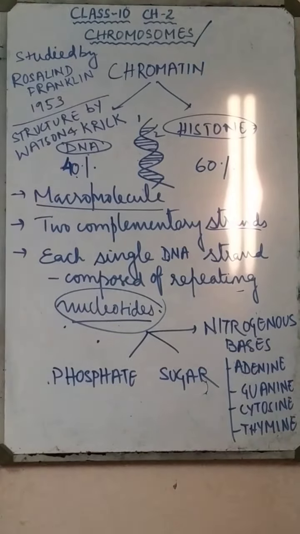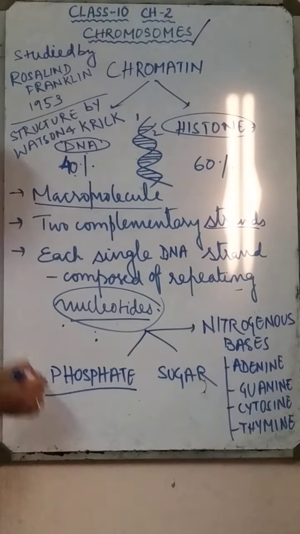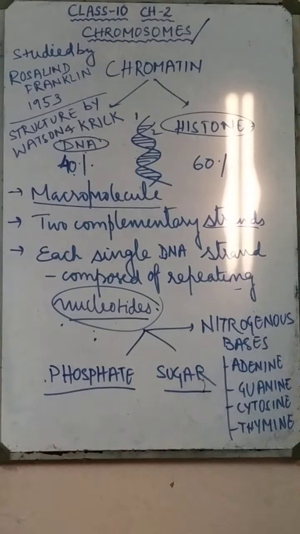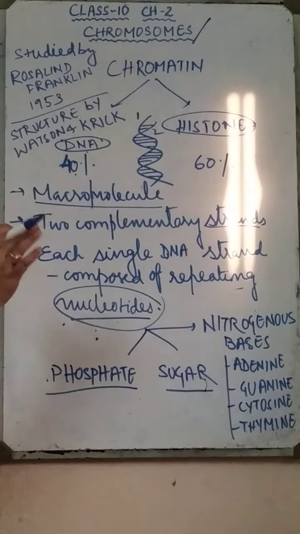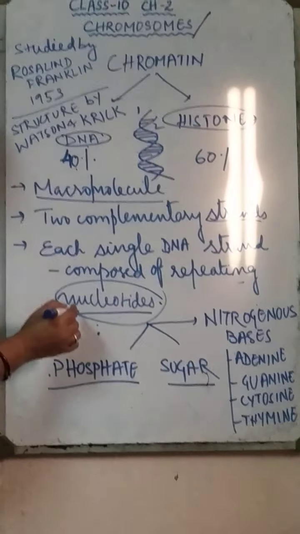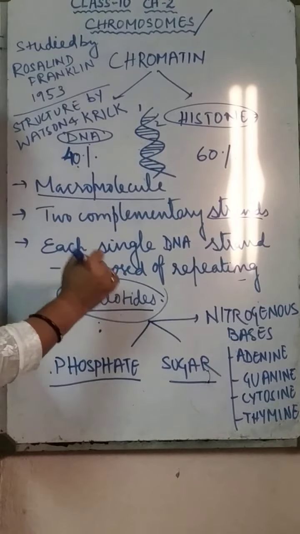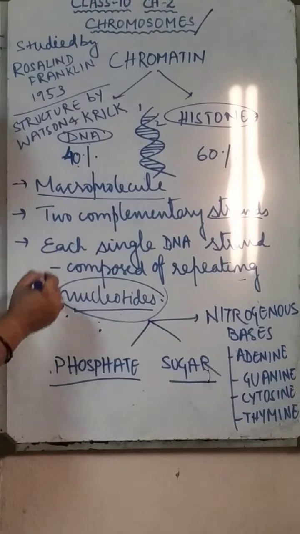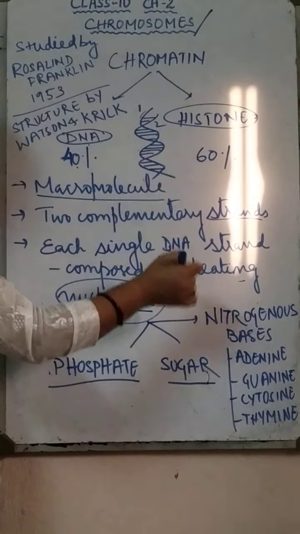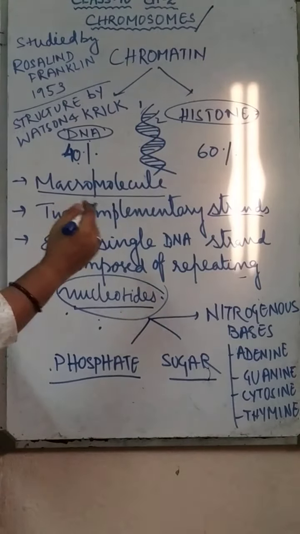Now what is a nucleotide? A nucleotide is made up of three components. The first one is called phosphate. The second one is called sugar. And the third one is called nitrogenous bases. A single nucleotide has phosphate, sugar and nitrogenous bases. When these three things combine, they form a nucleotide. So each single strand of DNA is composed of repeating nucleotides. You can see this strand here and this strand here. The strands are made with these nucleotides at each and every sequential step.